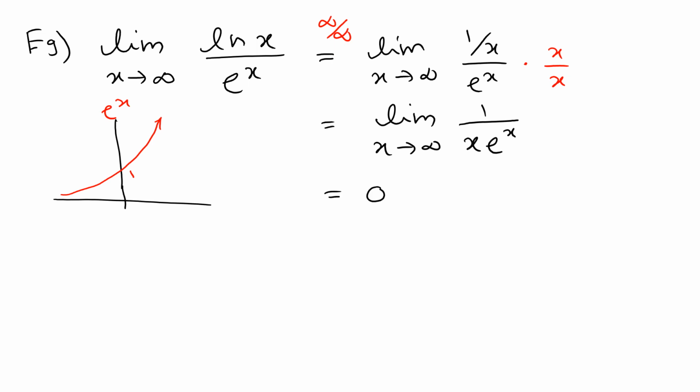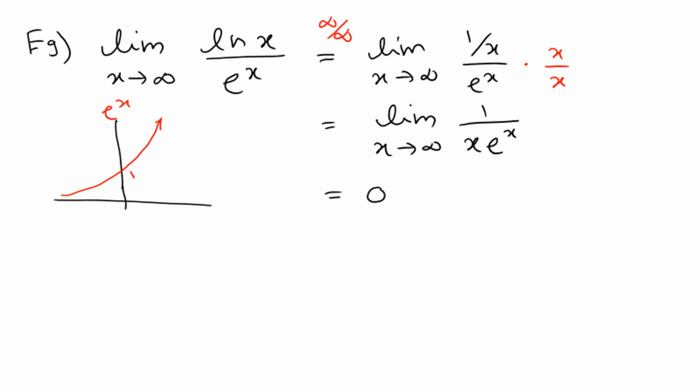So it's very interesting. When you compare ln x and e^x, since the limit is 0, that means e^x grows much faster than the ln x function. That's what it means, because the limit goes to 0. That means e^x grows much faster. So let's look at one more problem.